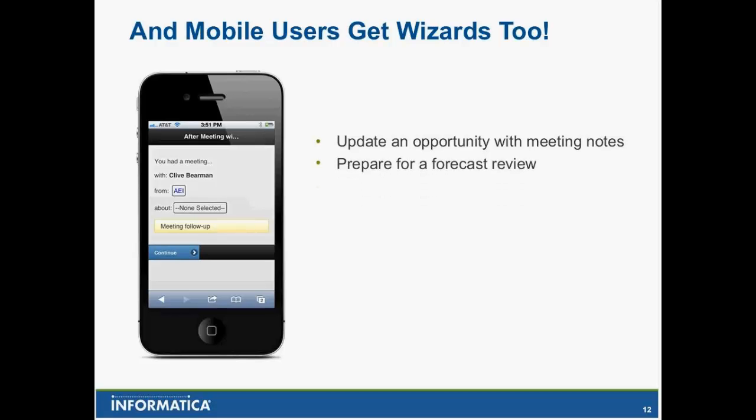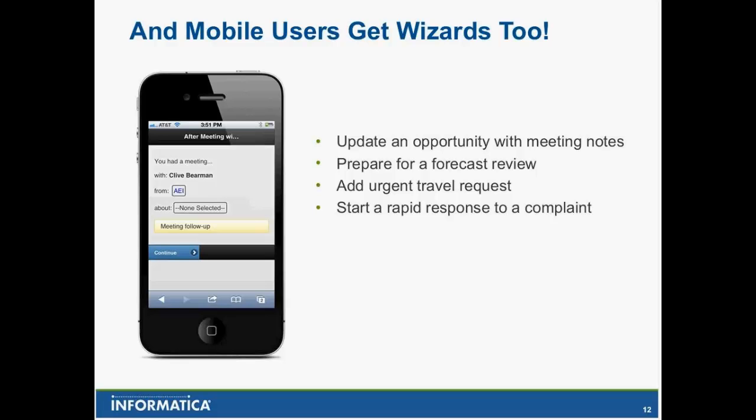Other things, I could prepare for a forecast review. So maybe there's a process on my phone before I'm off to the sales meeting to quickly review my opportunities and find out if these opportunities in my queue are in fact at the right qualification stage or not. Maybe add a travel request. Maybe Salesforce is integrated with a travel system or a workflow system that processes travel. We could add a travel request as a custom object for that system too.